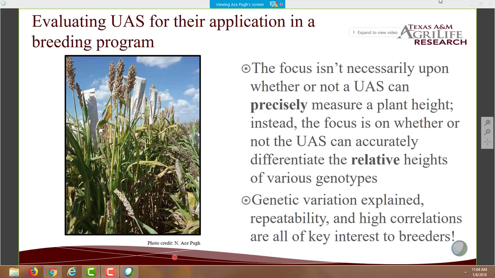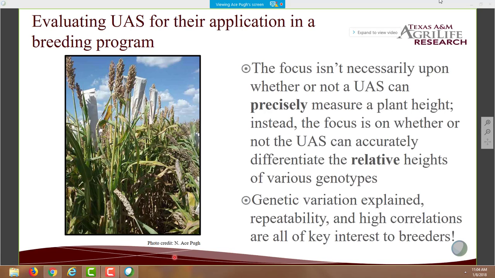So when we're evaluating UAS for their use in a breeding program, the focus isn't really on finding the absolute correct height for an individual plot. It's more important that we find the relative heights of various genotypes and that this is accurate.